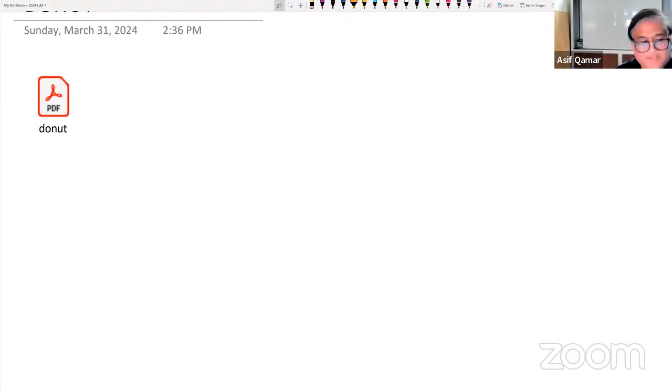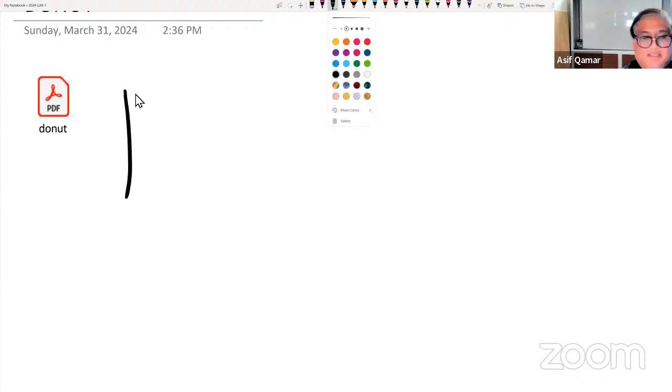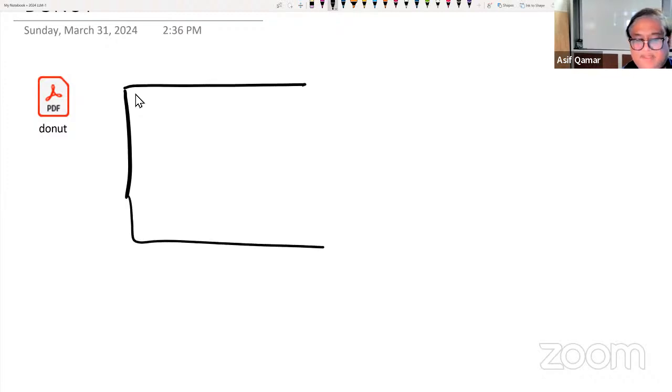When we do document AI, a typical pipeline is something like this. You get a document which may have images, which may have text, right? So let's go back to the picture that we had in mind. You have a picture of a cow.